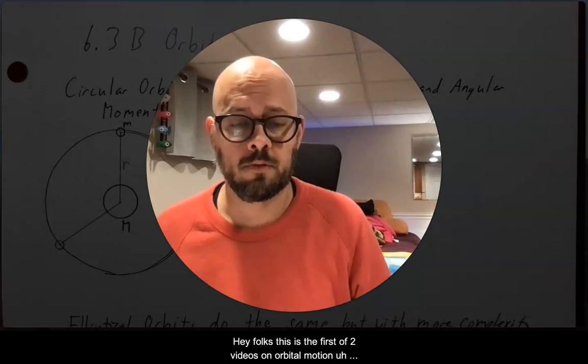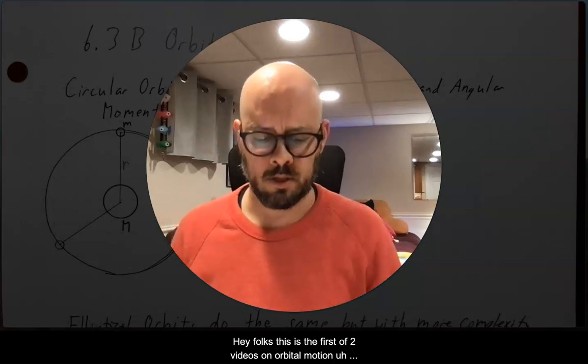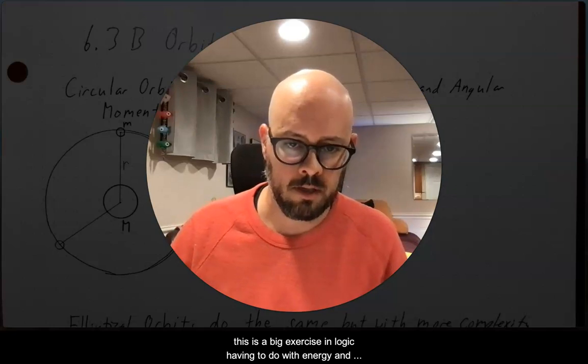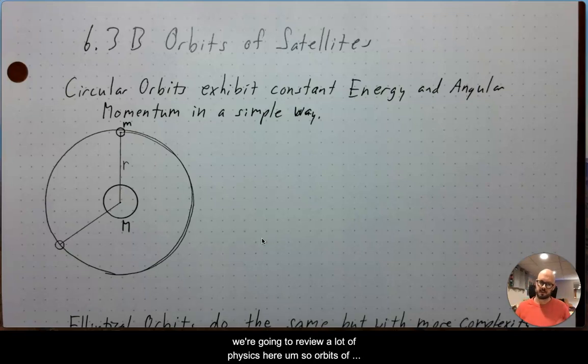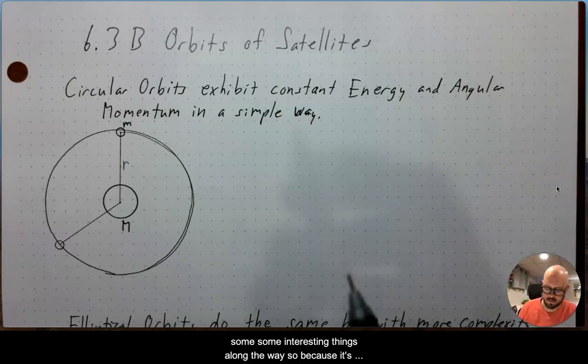Hey folks, this is the first of two videos on orbital motion. This is a big exercise in logic having to do with energy, and we'll start simple and get more complicated as we go. We're going to review a lot of physics here. Orbits of satellites can be circular or elliptical. Circular orbits are simple and demonstrate energy and angular momentum concepts in a fairly straightforward way. So I'm going to cover that first, and then we're going to talk about some interesting things along the way.